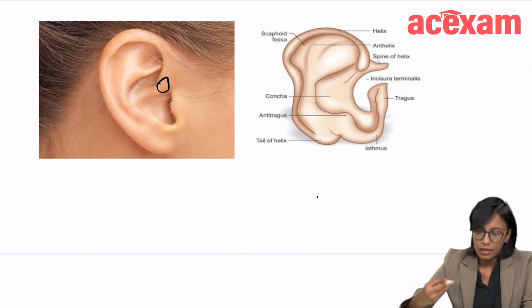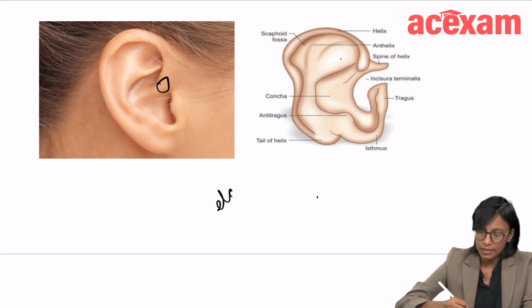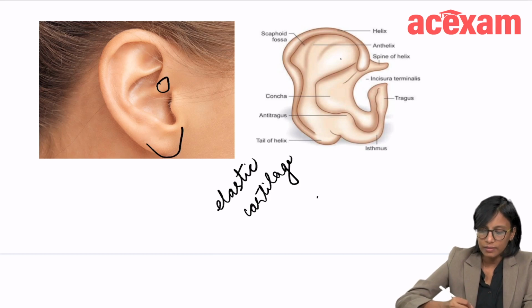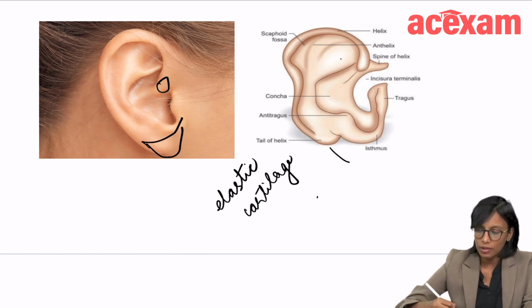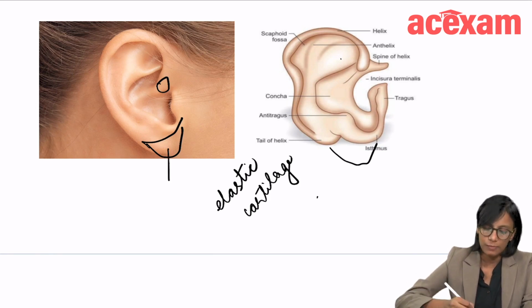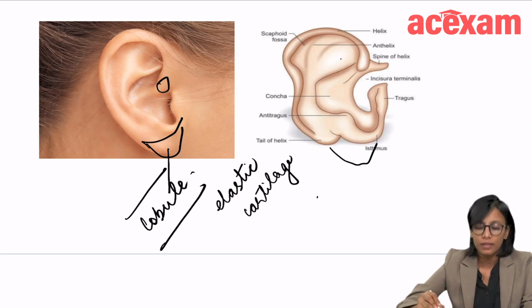Now let's look at the pinna cartilage. This is the bare cartilage which is forming the pinna. This is the elastic cartilage. You can see here that this part is not there in this diagram. This is the lobule. This part of the pinna is called the lobule. It is not made of any cartilage, it is just formed of fibrofatty tissue. The rest of the pinna is made up of elastic cartilage.